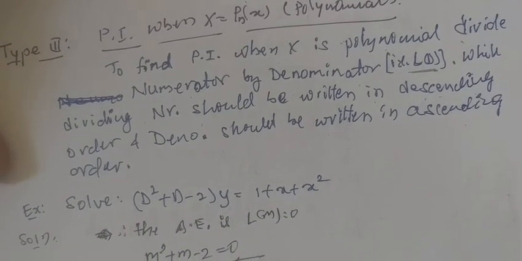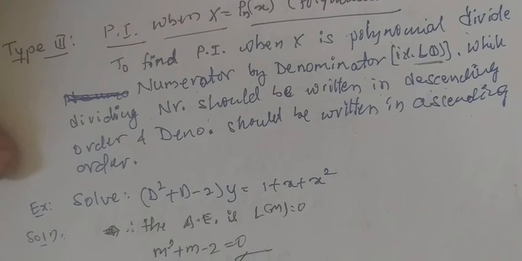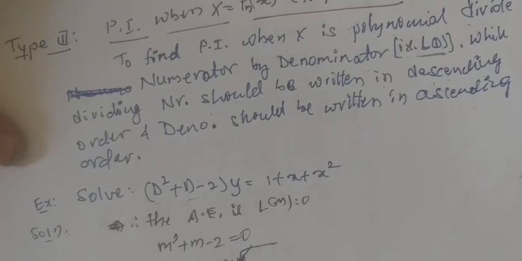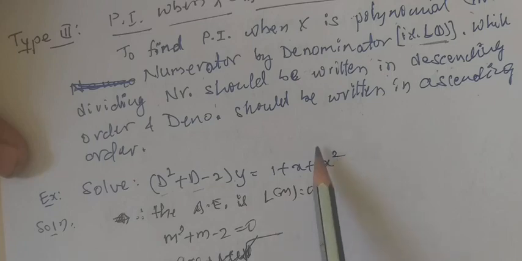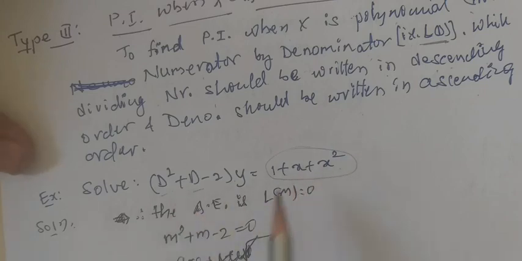To understand this much better, the normal division rule is applicable here. We should keep in mind that D is d by dx, D square is d square by dx square. So we will take one example now. Solve (D square + 2D - 2)y = 1 + x square. Now this is a polynomial of degree 2, therefore this is a non-homogeneous equation.